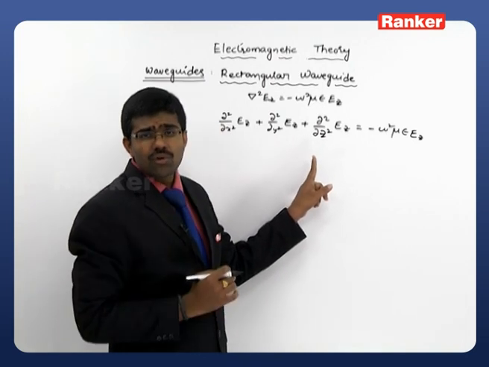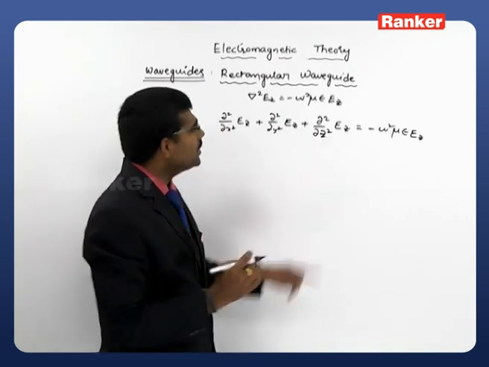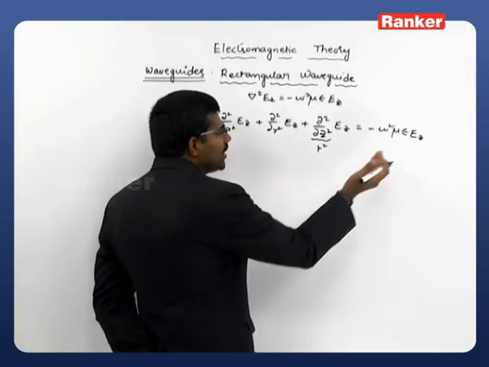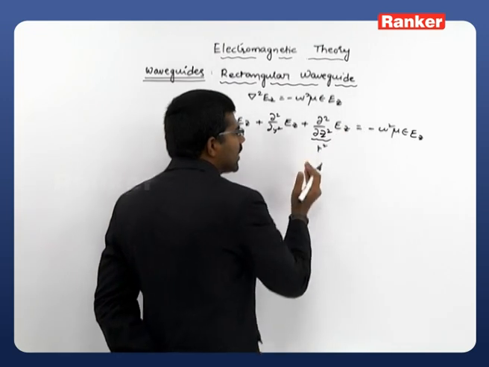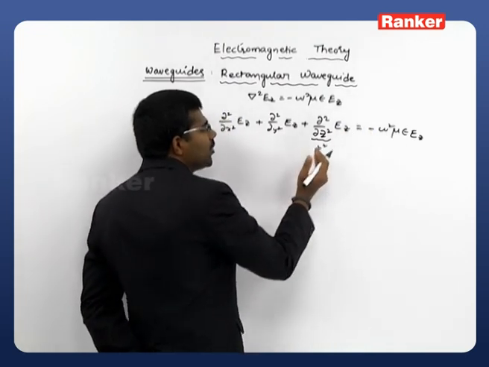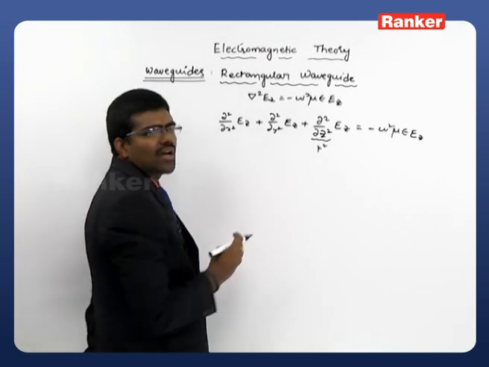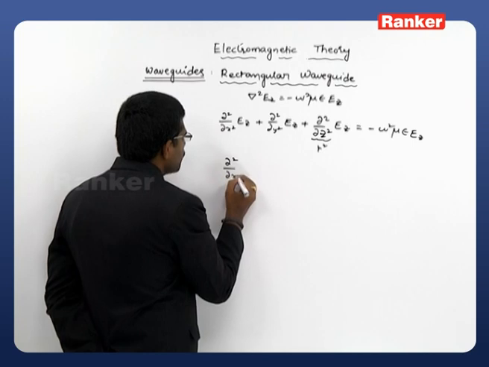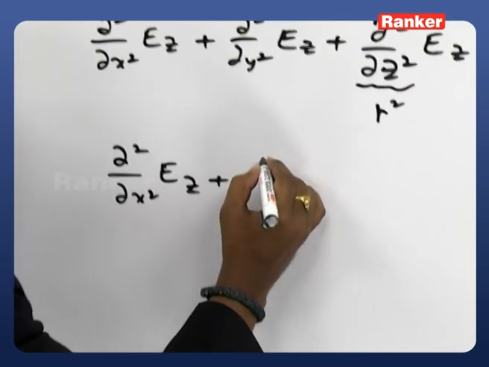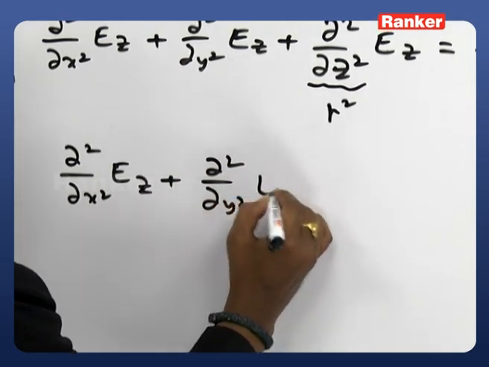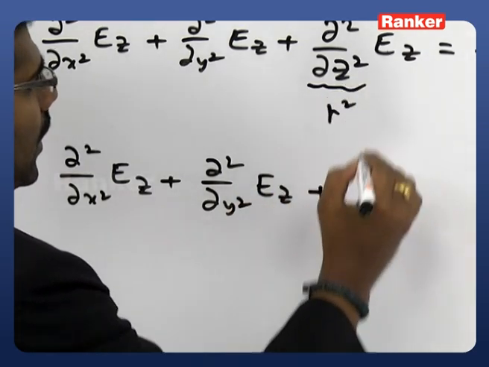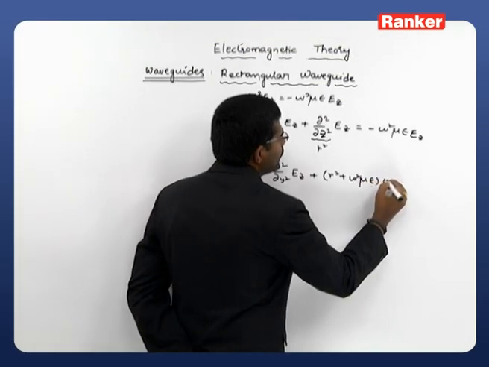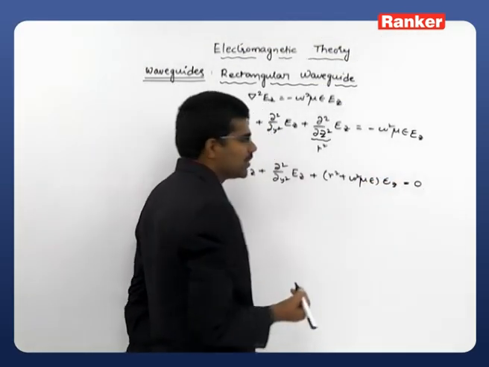Let's once again go to our wave propagation. ∂²/∂z² can be replaced with γ². So this term can be replaced with γ², and what I am doing is bringing the right-hand side term to the left-hand side, so it becomes plus ω²με, and that will be added to this γ². The modified equation will now be ∂²Ez/∂x² plus ∂²Ez/∂y² plus (γ² plus ω²με) Ez equals 0.